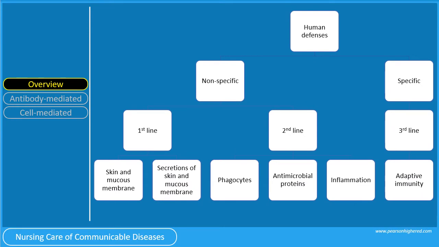The immune system is a collection of organs, tissues, and cells that together perform a vital function of safeguarding the body from pathogens. The human defense is composed of non-specific and specific defenses. The focus of this presentation is the specific defense.